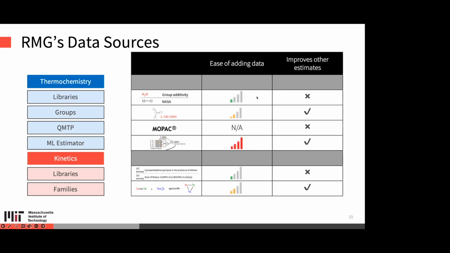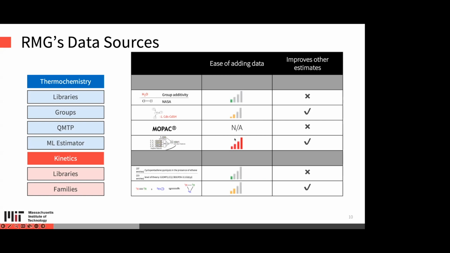It's relatively easy to add new entries to an existing thermal library. You just follow the format and the syntax that is already present in that library. Adding new thermal groups is a bit more complicated. Hopefully it will be easier once we convert to a decision tree approach, but that's a work in progress. And then QMTP uses Mopac, which is third-party software, so we can't add data to that or change their software. And I think it was basically deprecated until last week when Jackson revived it. So shout out to Jackson.